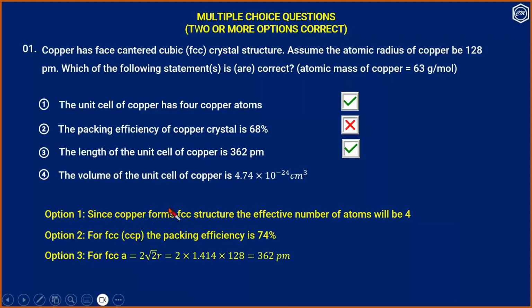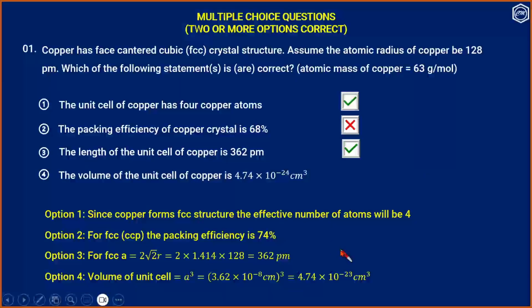Then option 4, the volume of unit cell of copper is 4.74 into 10 raised to minus 24 centimeter cube. Volume of the unit cell is a cube. a is equal to 362 picometer or 3.62 into 10 raised to minus 8 centimeter, and a cube is 4.74 into 10 raised to minus 23 centimeter cube. So here it is 23, not 24. So option 4 is wrong.